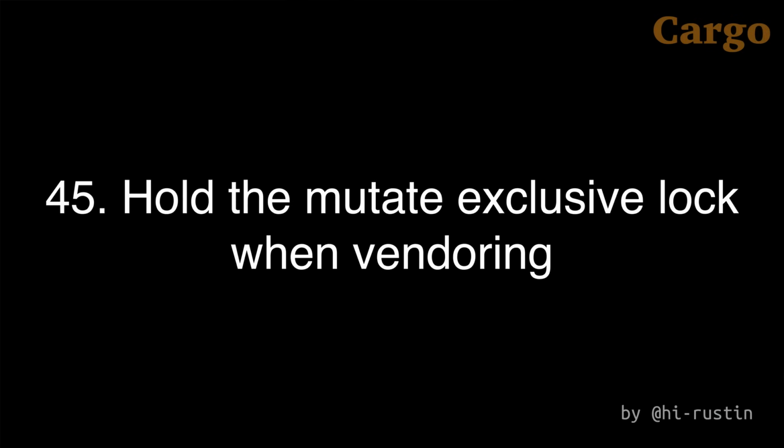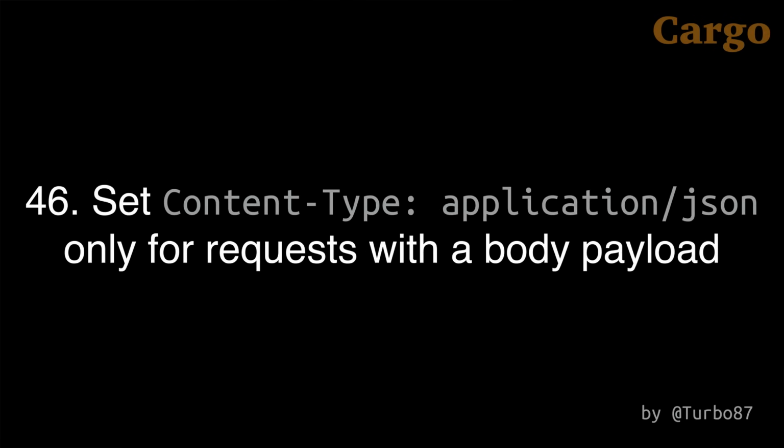Number 45. The cargo vendor subcommand now holds the mutate exclusive lock to block any other cargo processes that may want to read or change the vendored files while cargo vendor is playing with them. Number 46. Cargo now only sets the content type header to application/json when sending a GET request with a body, like it is supposed to do. I'm sure crates.io will be very pleased about this newfound conformance to proper protocol.